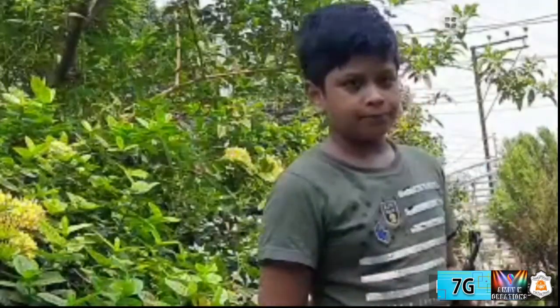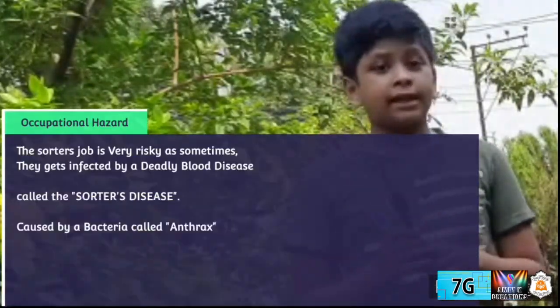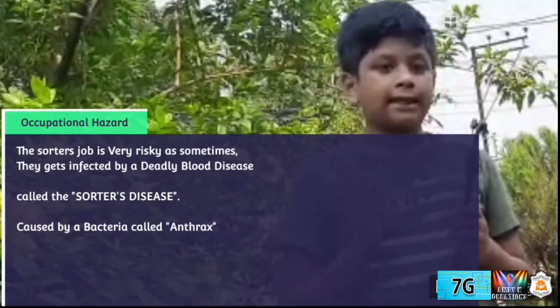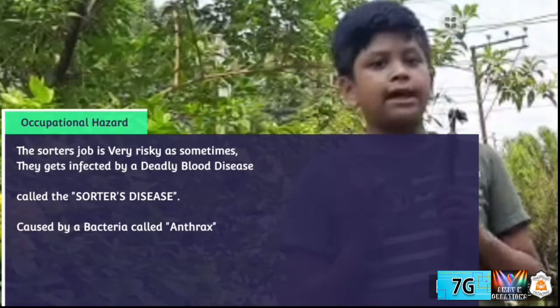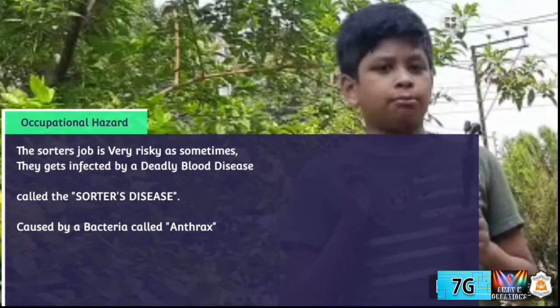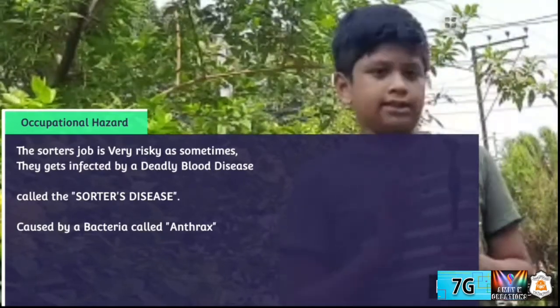Occupational hazard. The wool industry is an important source of livelihood for many people in our country. The people who do the job of sorting or separating the fleece of sheep into fibers of different qualities are called sorters. The sorter's job is very risky because sometimes they get infected by the bacteria called anthrax, which cause a deadly blood disease called sorter's disease. The risks are faced by people working in any industry due to the nature of the work.